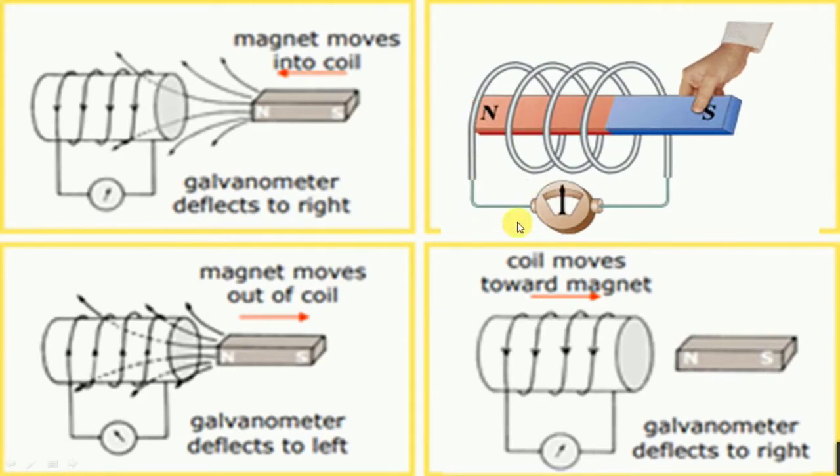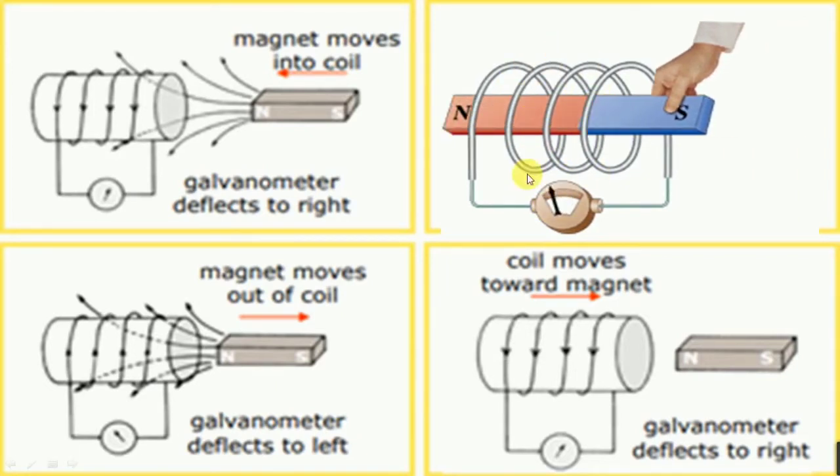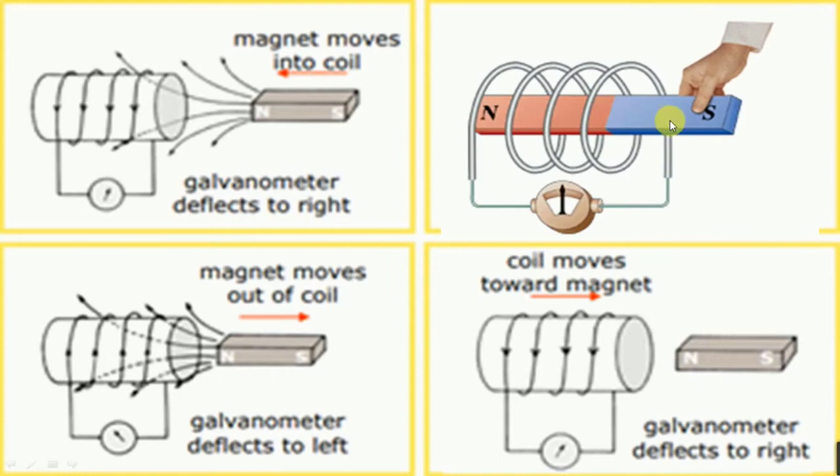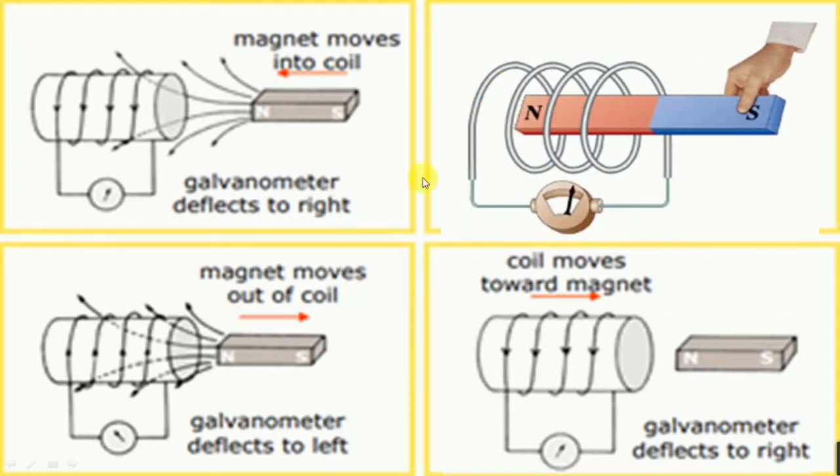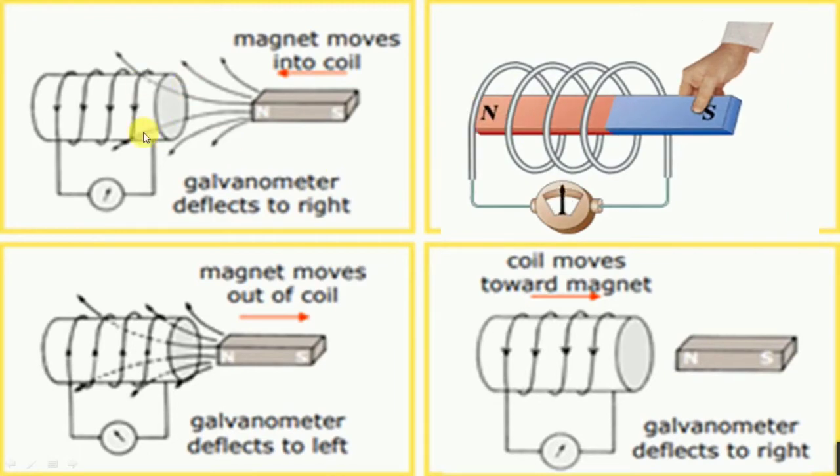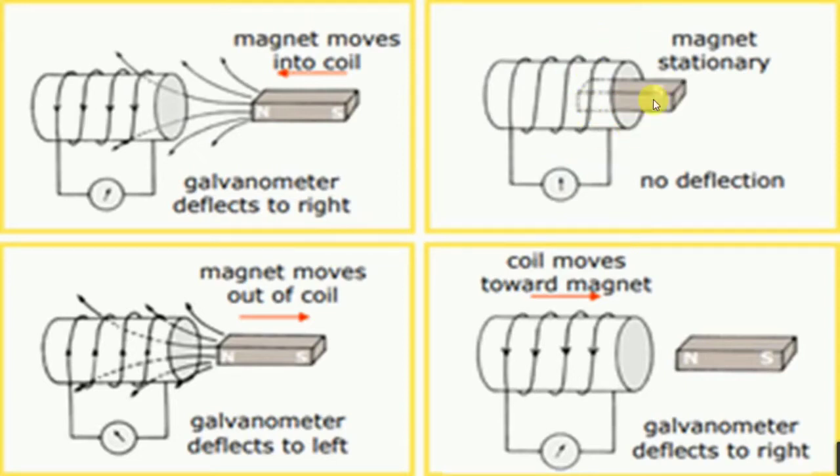So this is an activity to show the induced EMF. When we change the magnetic flux through a closed circuit, there will be induced current produced in the circuit. As you can see here, if you change the magnetic flux through the coil by moving the magnet, there will be induced current which is detected by the galvanometer. By changing magnetic flux through a closed circuit, we can produce induced EMF, and this EMF exists only when there is change in magnetic flux. If you keep the magnet stationary, there will be no induced EMF.